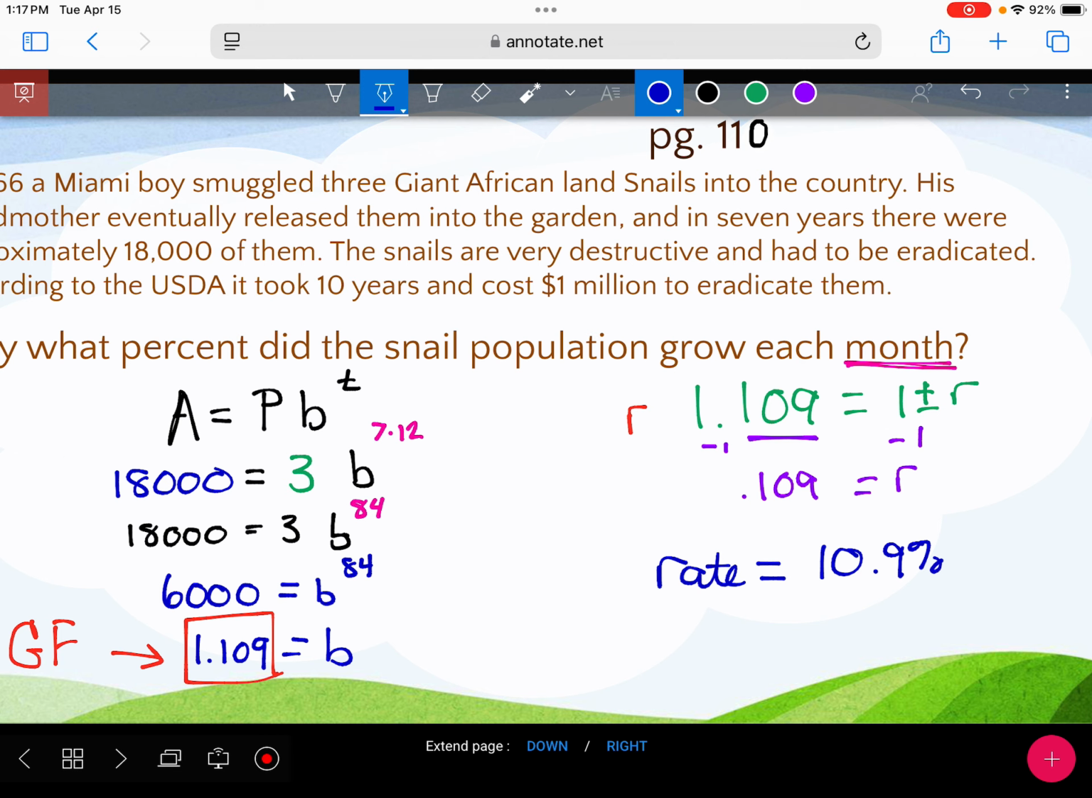So month 1, there's 3. Month 2, we're up 10.9% from there. Month 4, we're up 10.9% from there.